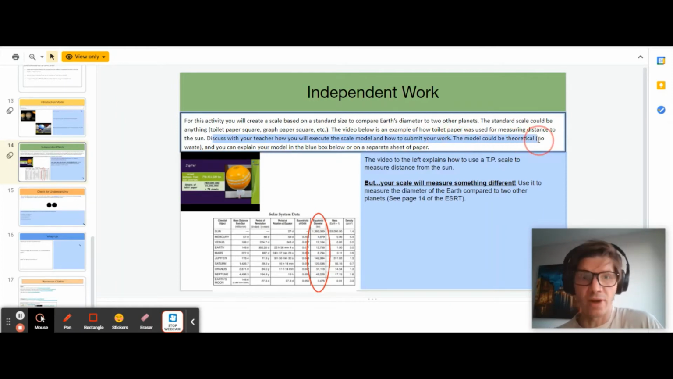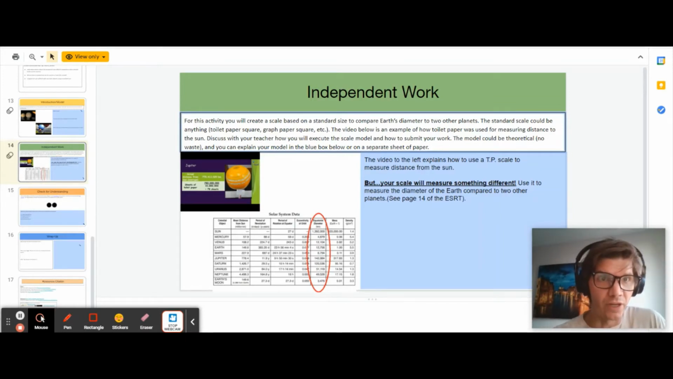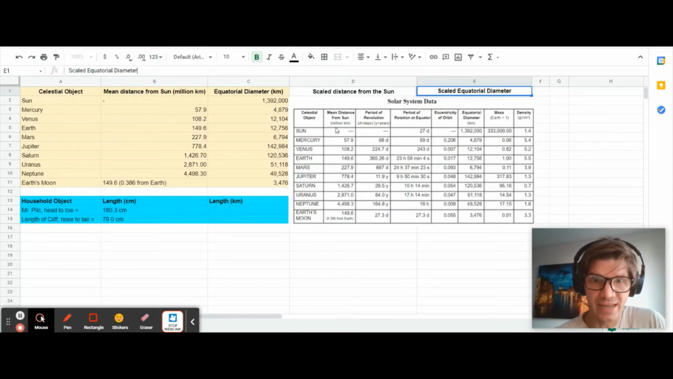It could be theoretical, meaning no waste. We're not going to be using toilet paper. We all know how last year went. So we'll make an imaginary scale to give us an idea of how far planets are from the sun. We're going to use a little bit of data here in this spreadsheet.